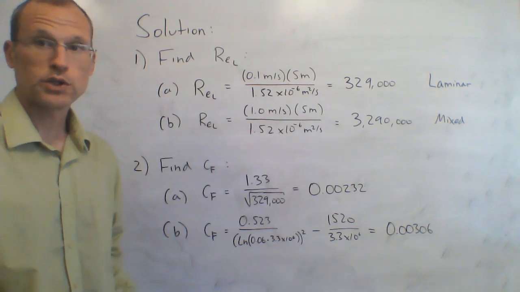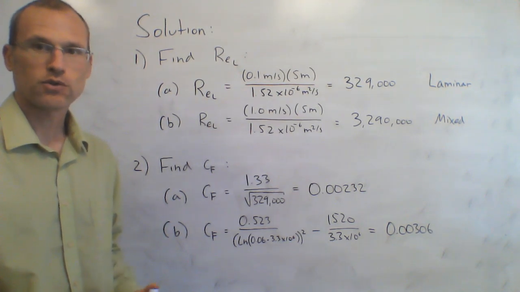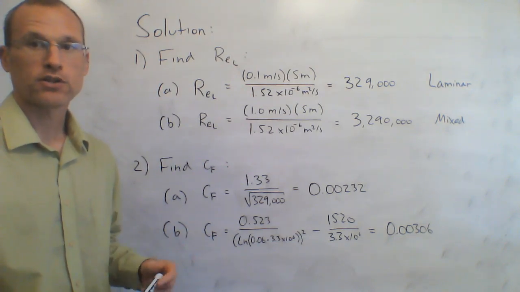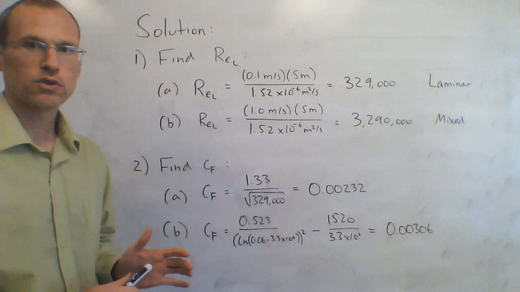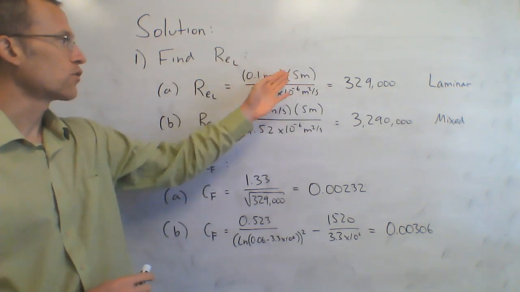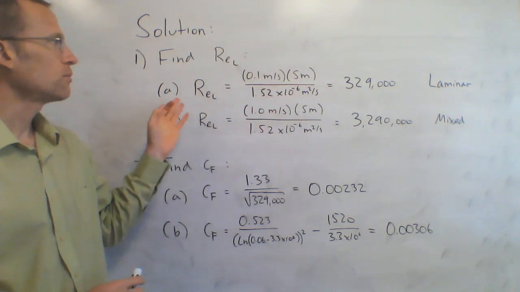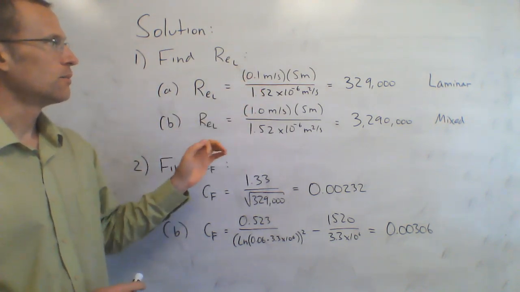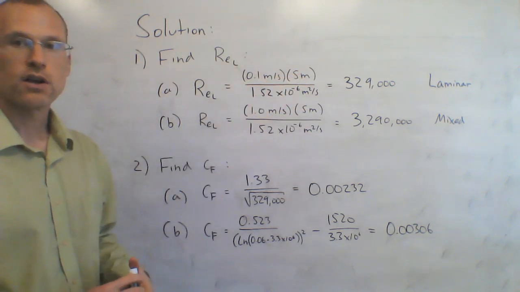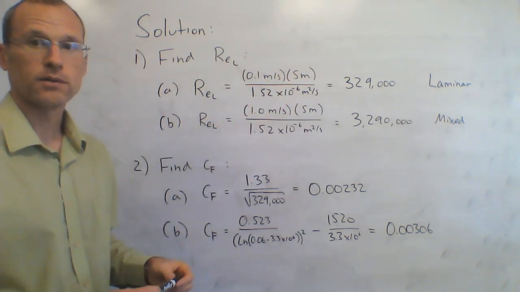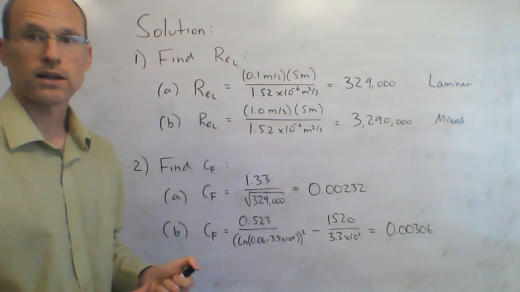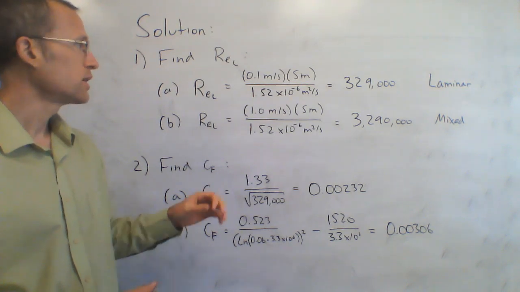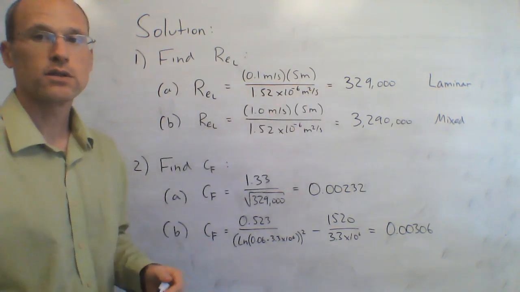So same solution procedure. I want to find my Reynolds number, then find the CF value, then find the force. So I can do kind of both parts A and B at the same time. So for my Reynolds number, I have a velocity times length over kinematic viscosity. So for part A, my velocity is 0.1 meters per second. For part B, it's 1.0 meters per second. Length is 5 in both cases. Kinematic viscosity of fresh water, 5 degrees Celsius, found in the table, back of the book, 1.52 times 10 to the negative 6 meters squared per second. Gives me a Reynolds number of 329,000 for part A.